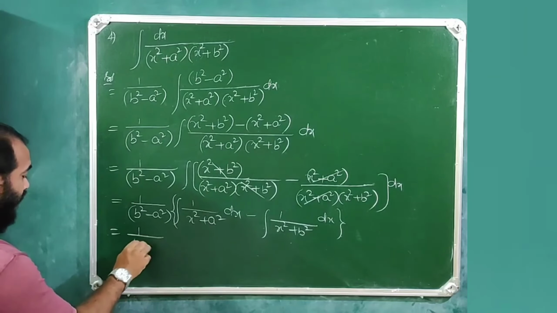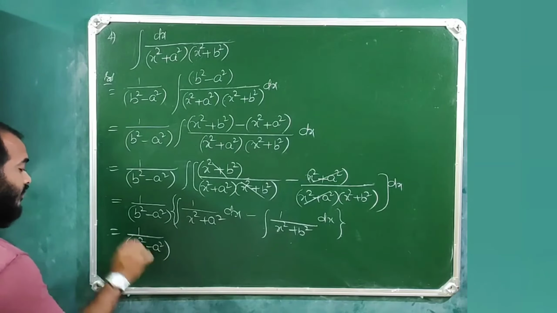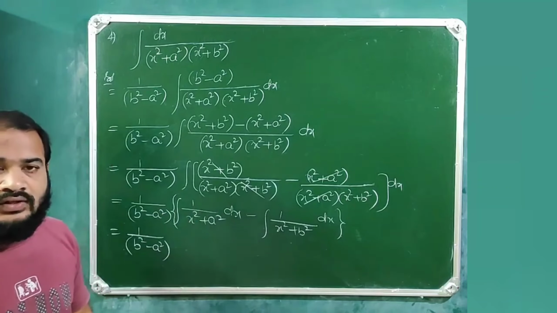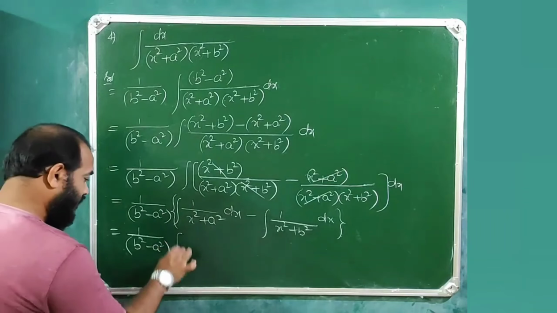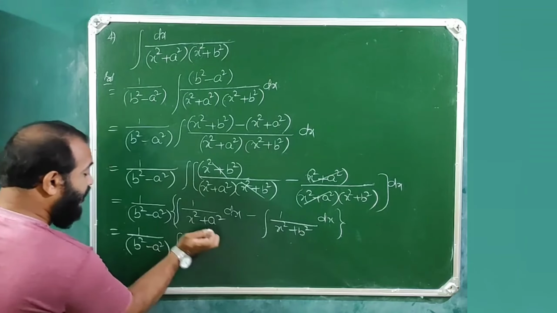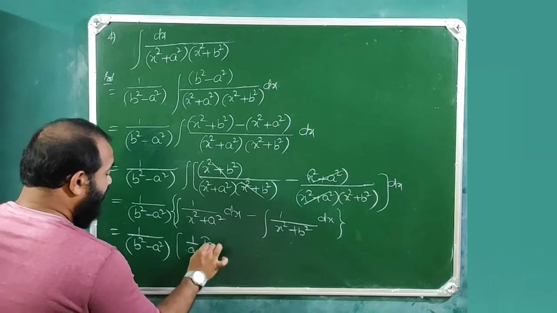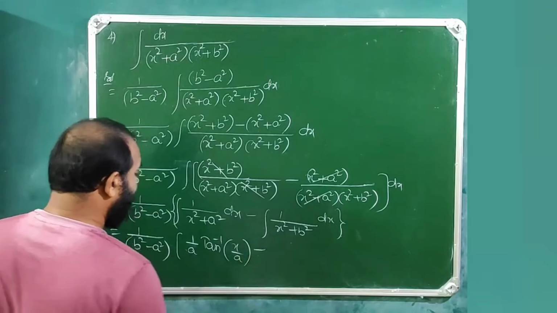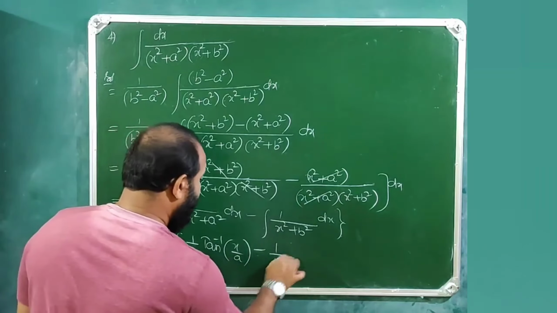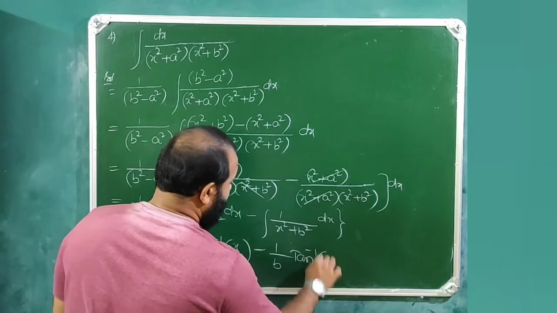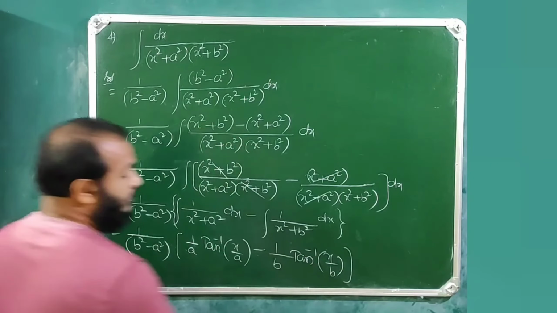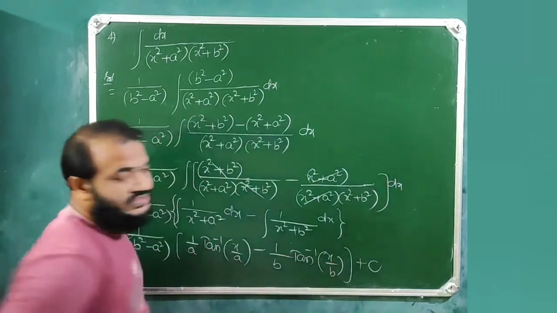So 1 by b square minus a square. What is the formula for integral 1 by x square plus a square dx? It is 1 by a tan inverse x by a. So this is 1 by b tan inverse x by b, bracket close, plus constant of integration c.